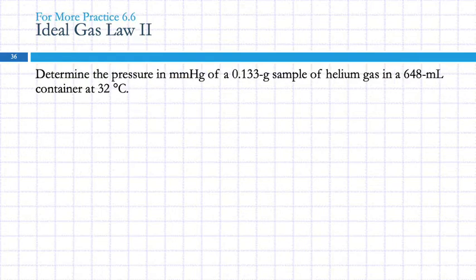Determine the pressure in millimeters of mercury of a 0.133 gram sample of helium gas in a 648 milliliter container at 32 degrees Celsius.